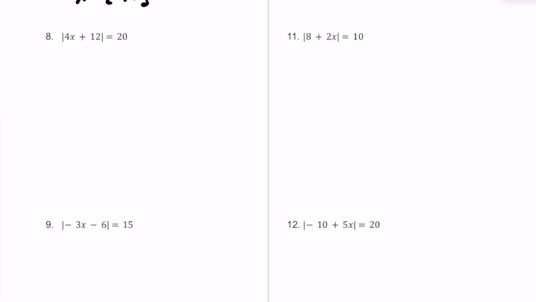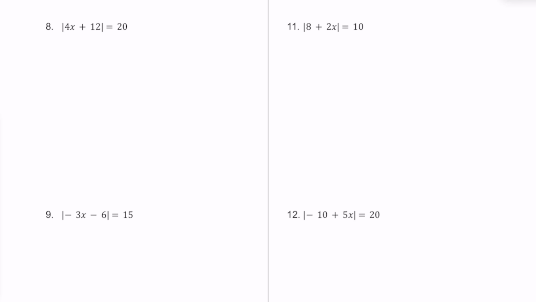For number 8, we have the absolute value of 4x plus 12 is equal to 20. So let's see, in one scenario for this to be true, 4x plus 12, if we can get it to equal 20, then that'll help us find a solution. And then if we can get this 4x plus 12 here to equal negative 20, that'll also help us find a solution. So let's go ahead and subtract 12 from both sides of the equation.